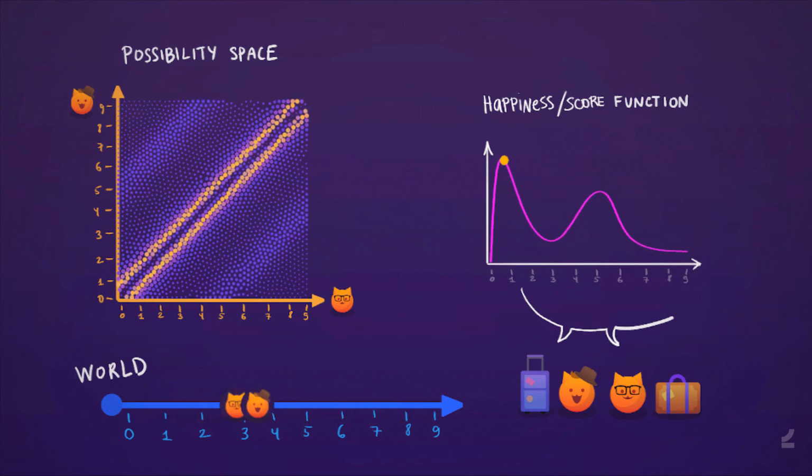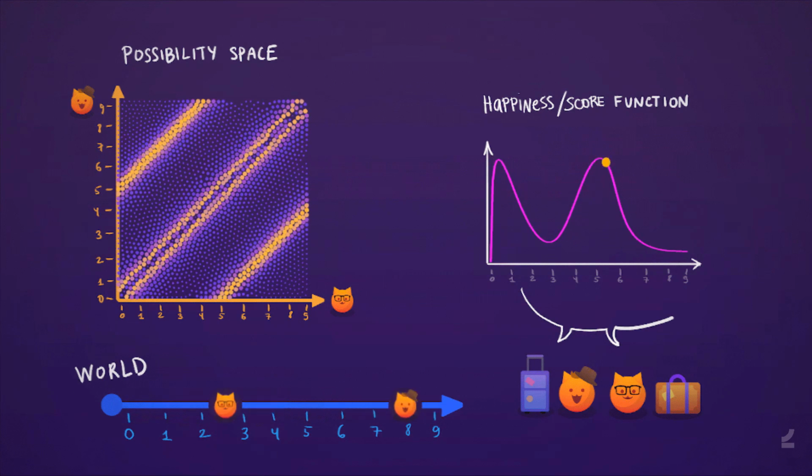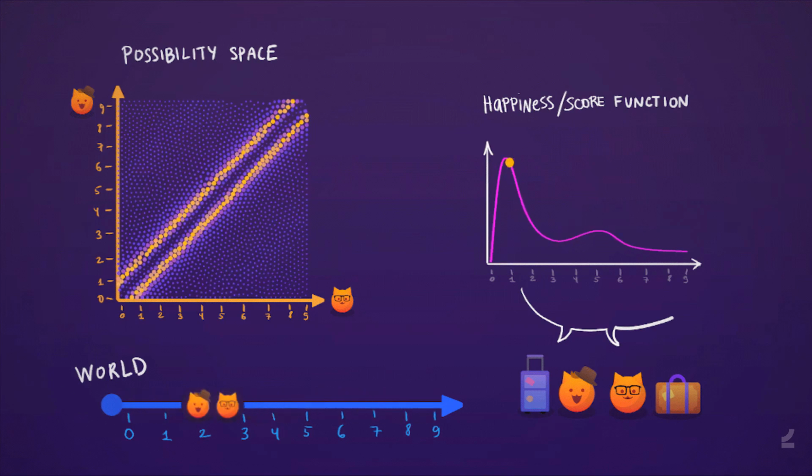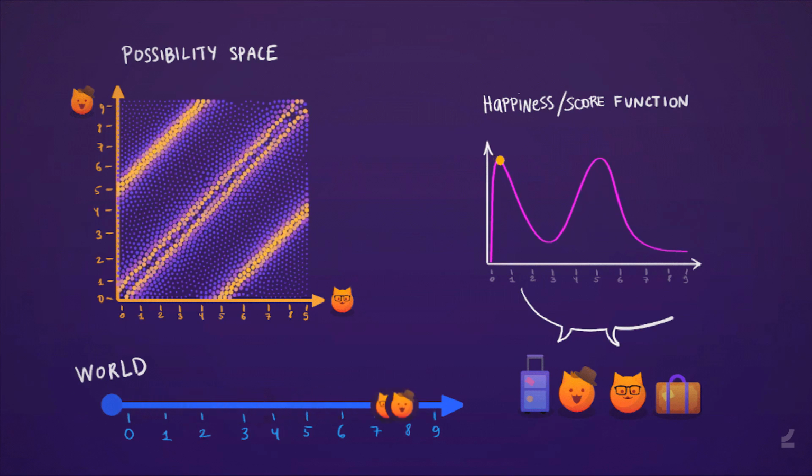We can also change the initial score function and see how regions of good solutions change as well. For example, if we introduce bimodality to our score function, making Bob and Mary either want to be super close or 5 meters away from each other, that is also reflected in our possibility space, as well as in the final solutions we present in the world.